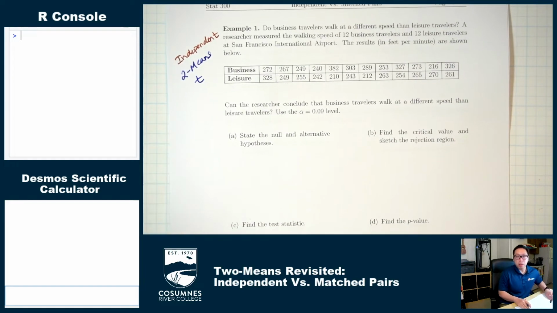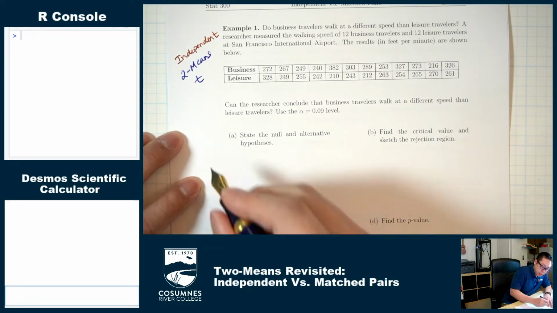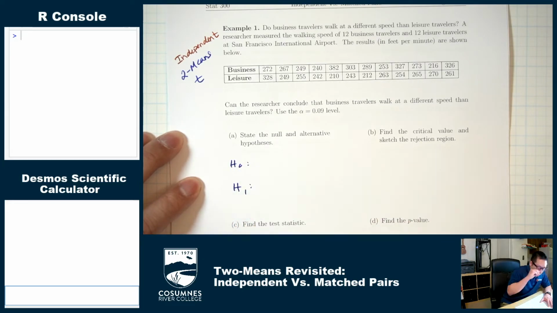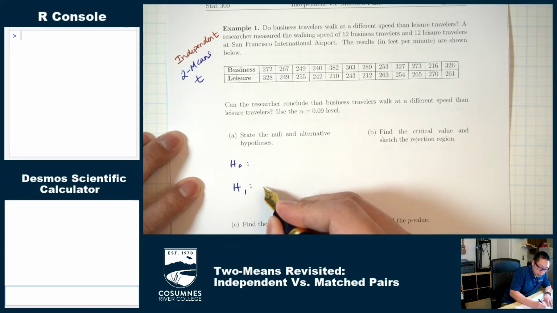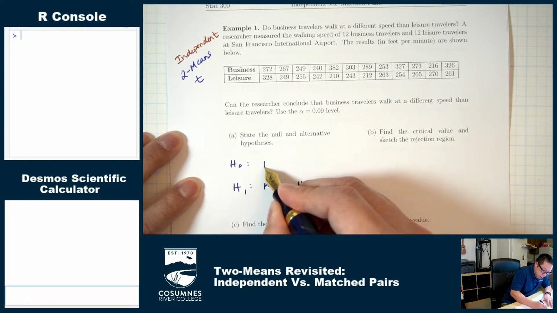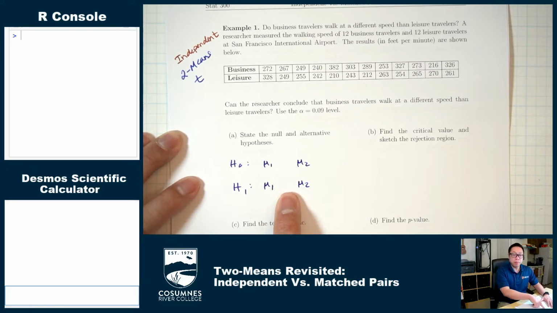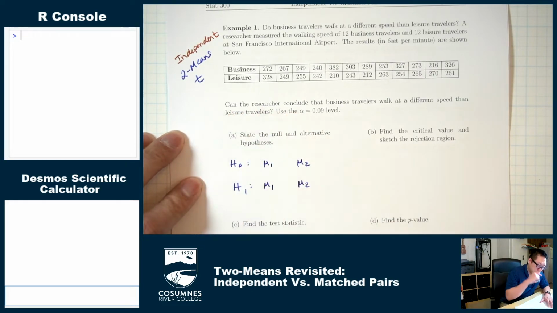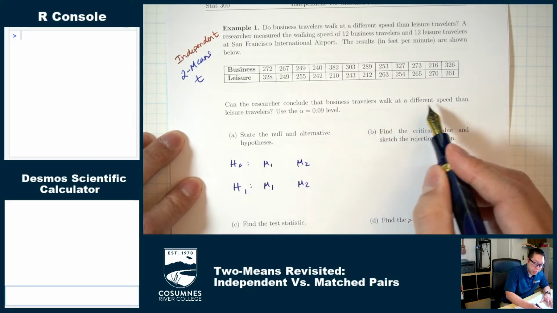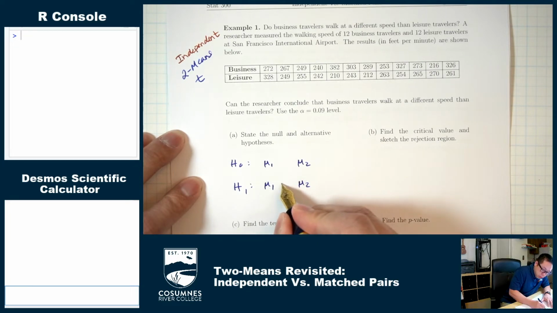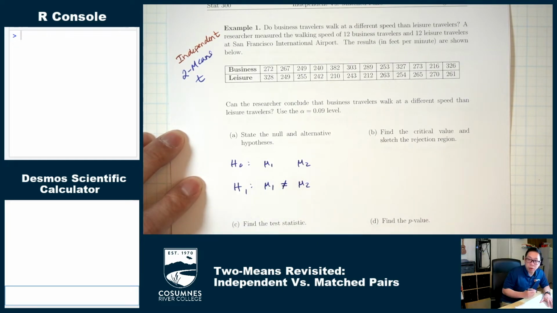Part A, state the null and alternative hypotheses. Okay, so this is the same as before. We're talking about means, and we're talking about two means. So we should be using the correct symbol for means, which is mu. And there's two of them, so there's mu1, mu2. And what's the symbol that goes in the middle? We want to show, can the researcher conclude that the business travelers walk at a different speed than leisure travelers? So differs is a not equals. And then H0 always has an equal sign.